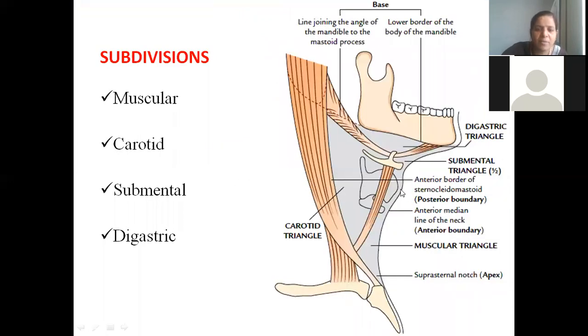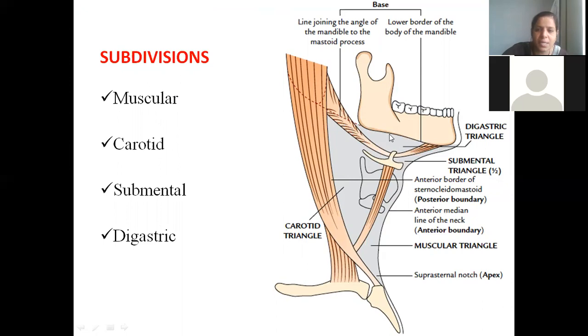We have muscular, carotid, submental, and digastric. Now, in this picture, this is the digastric triangle. Digastric is also called the submandibular triangle because we have the submandibular gland here. Anteriorly, we have the anterior belly of digastric muscle. Posteriorly, we have the posterior belly of digastric, and the base is formed by the lower border of the mandible.